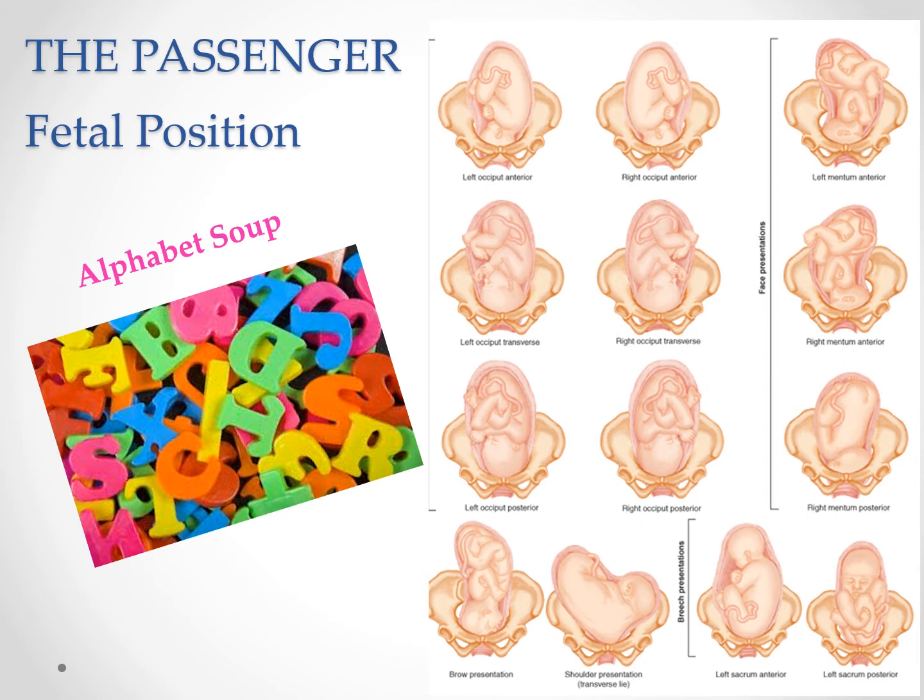The fetal position of the passenger, the position is important to determining whether this is an optimum situation for the fetus to be birthed vaginally or not. I call it alphabet soup because even though on the right-hand side of your screen there you see that the words are completely written out, starting at the top left, left occiput anterior, right occiput anterior, and so on. We really see those as abbreviations. LOA and ROA would be the corresponding ones for those positions.